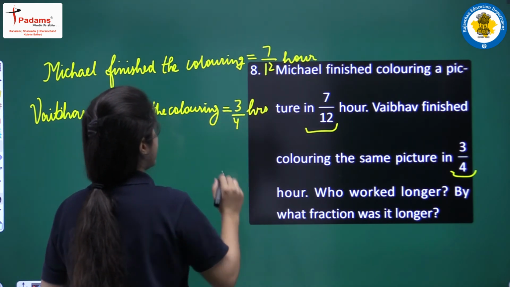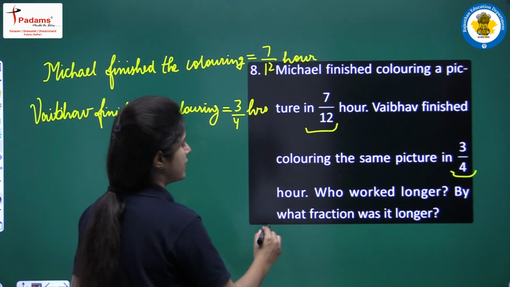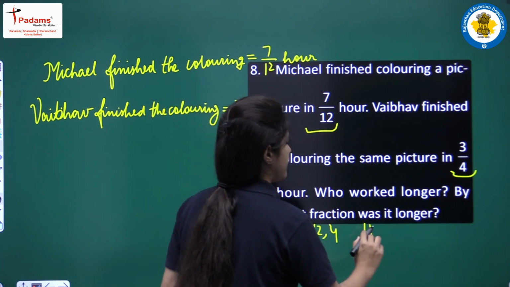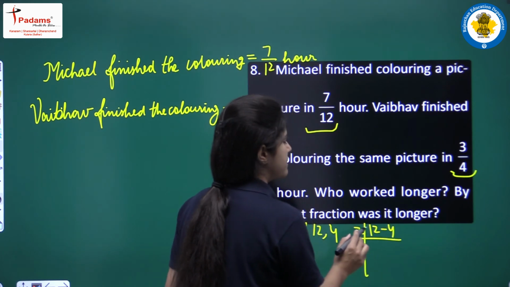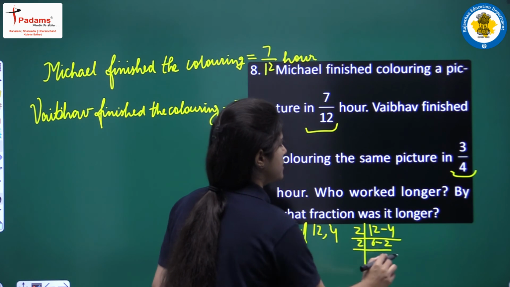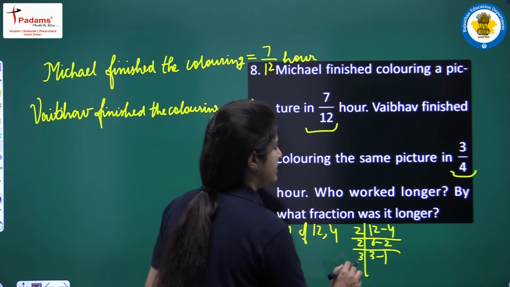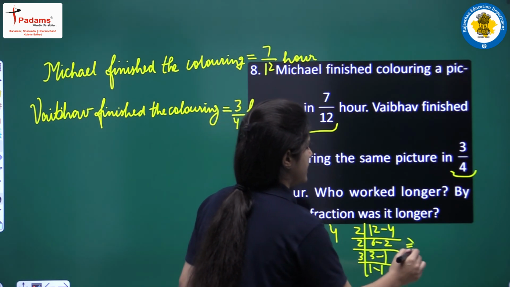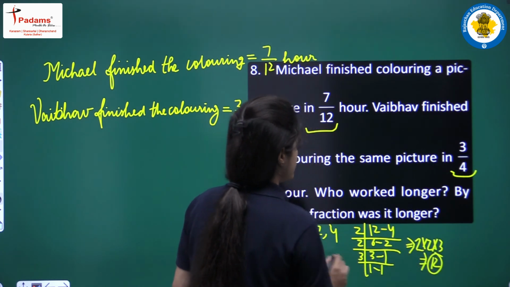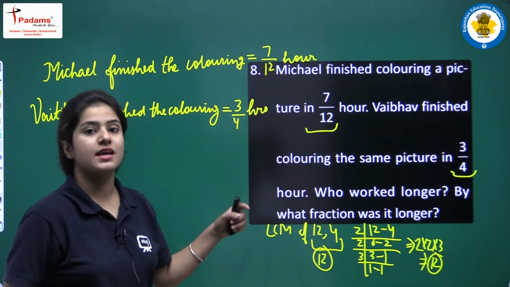Alright students, now we have to make them like fractions, so that means we have to take the LCM of 12 and 4. So 12 and 4, divided by 2: 12 divided by 2 is 6, 4 divided by 2 is 2. Then again 2: 6 divided by 2 is 3, and 2 divided by 2 is 1. Then again 3. So it is 2 into 2 into 3, that means it is 12. So the LCM of 12 and 4 is 12. We have to make their denominators equal to 12.